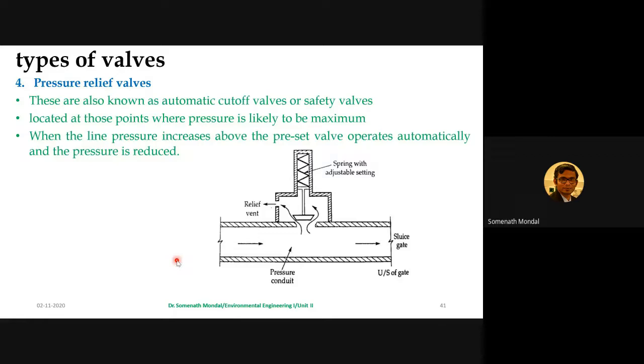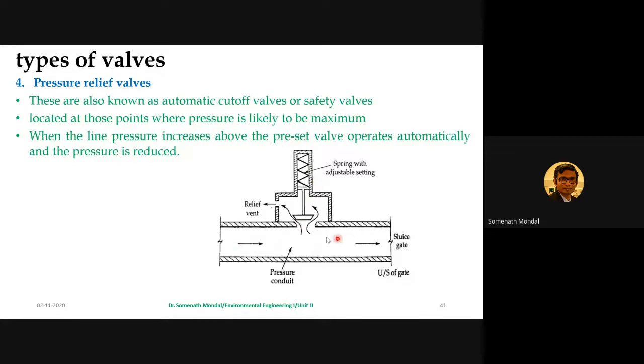Now, how are these pressure relief valves operated? Let me explain this. We have a spring operated arm or valve, which is the main part and acts as a valve here, and that is attached to the main pipelines. During the flow, the flow will be under pressure, and on the right hand side you will have the sluice gate. Suppose this is the point where we are expecting the maximum pressure, and that is the reason we have attached such a pressure relief valve.